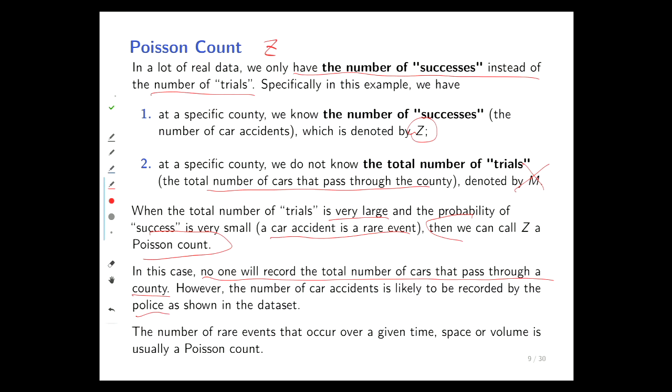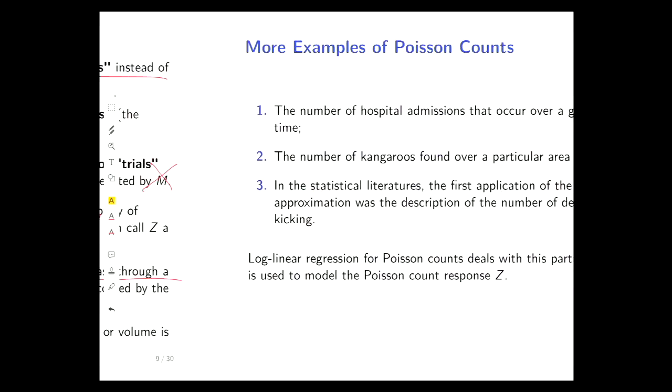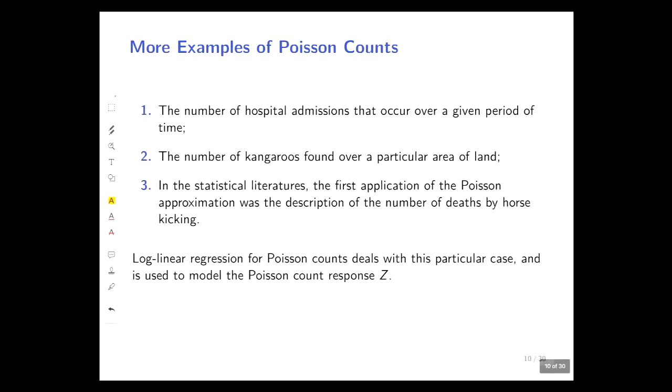In this case, we should have a lot of similar situations for the total number of rare events that occur over a given time, space, or volume. So in this case, we are going to have a Poisson count. And we can give more examples of Poisson count, so you can understand it more clearly. The first one is the number of hospital admissions, something similar to the number of car accidents.